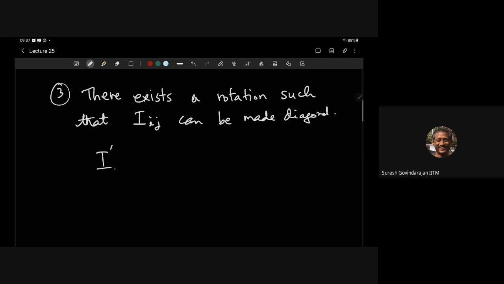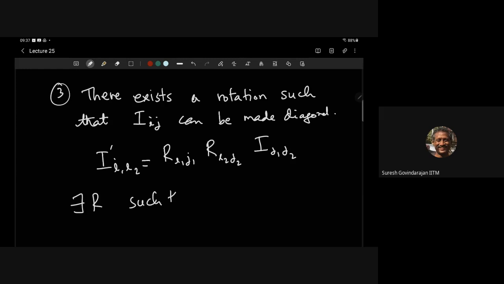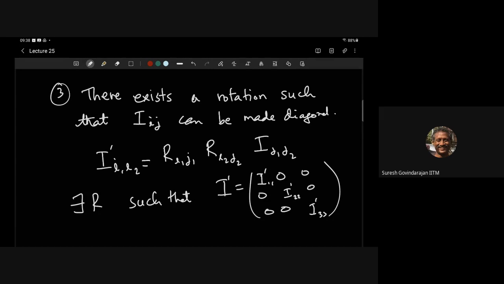So let's first write how the second rank tensor transforms. So I prime, this would be I1, J1, R is some rotation matrix, I2, J2, I, J1, J2. Repeated indices are summed. So there exists R such that I prime is the matrix here, which is I prime 1, 1. This is just a simple statement that a symmetric matrix can be diagonalized. So is this clear?